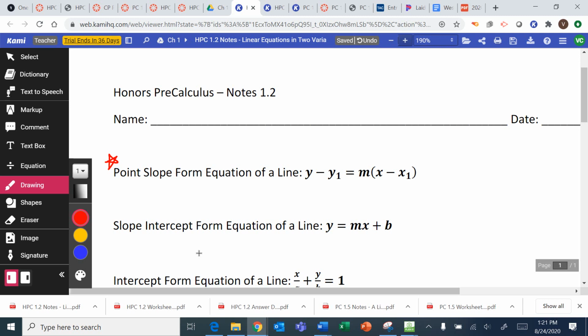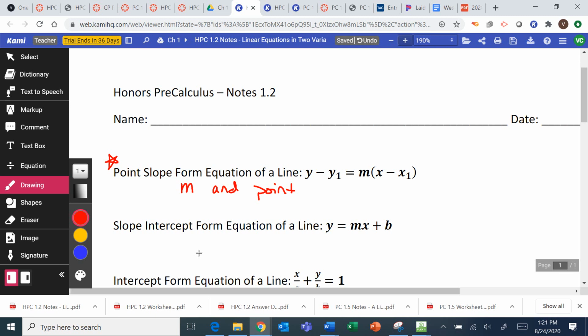Point-slope form of a line: y minus y1 equals m times x minus x1. You can use point-slope form if you have the slope and you have a point, hence the name point-slope form.